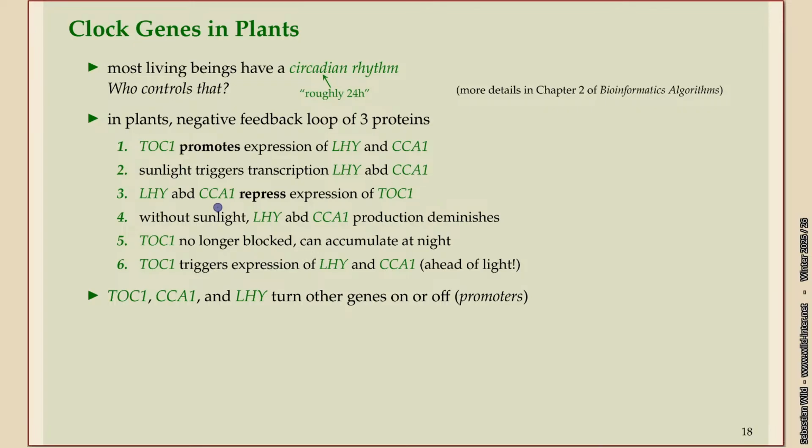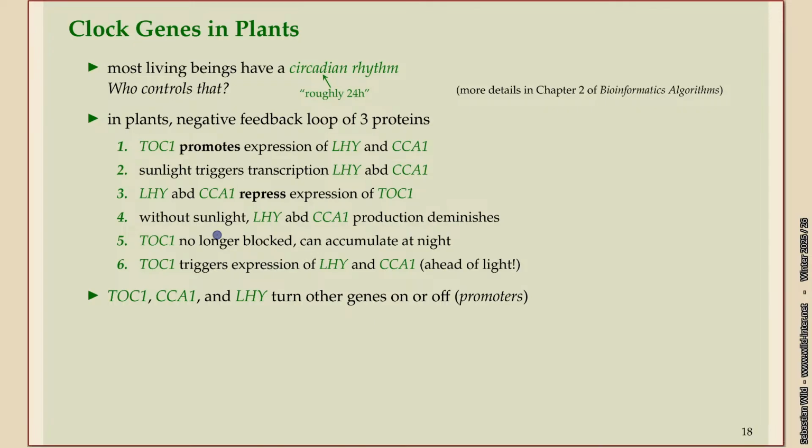But then if these 2 are building up over time, and by the way, this protein synthesis, depending on how big the gene is, is not super fast. It might take minutes or hours to make some proteins, so this already adds a delay. And if these start building up, they themselves repress the expression of this other protein. So you have kind of a negative feedback cycle, so that over the day, a lot of these are made. They then repress more production of this TOC1 protein, which triggers more protein production of these 2.